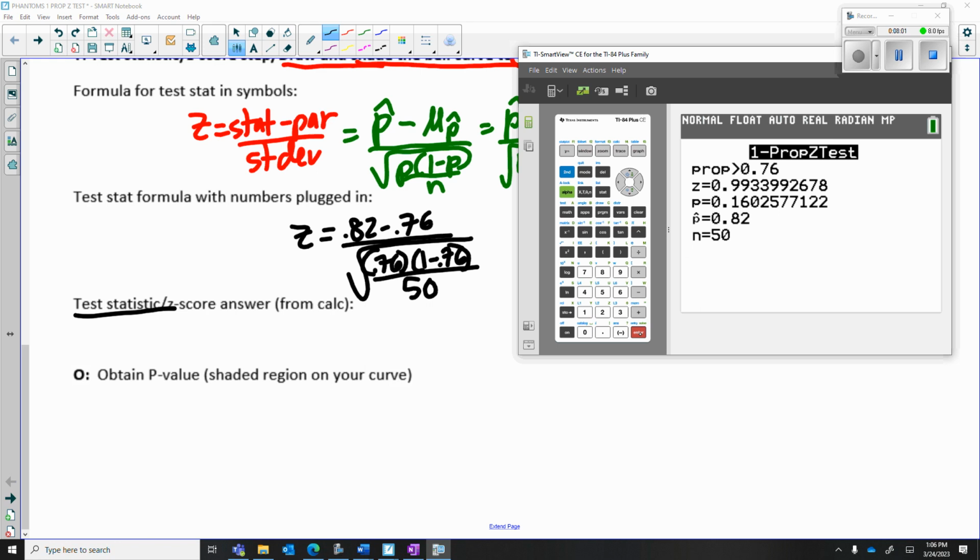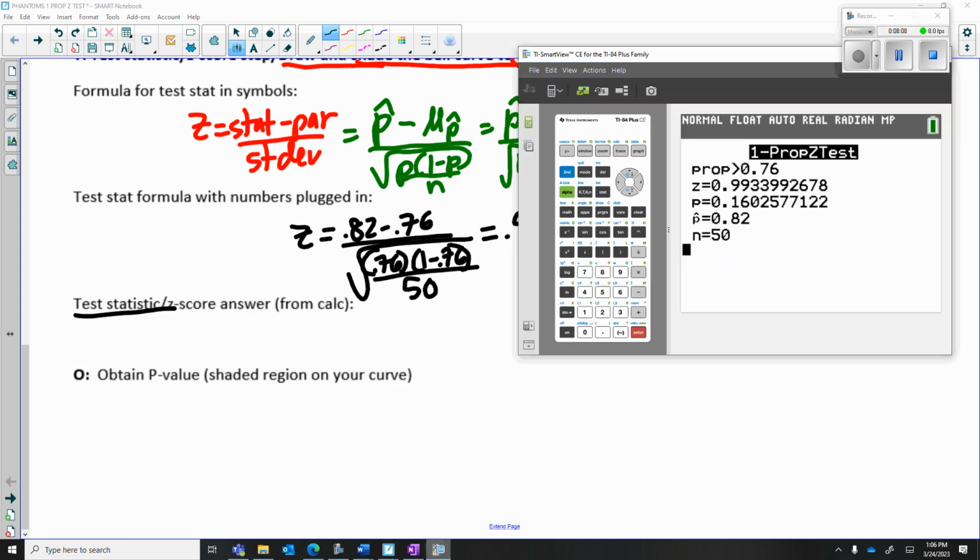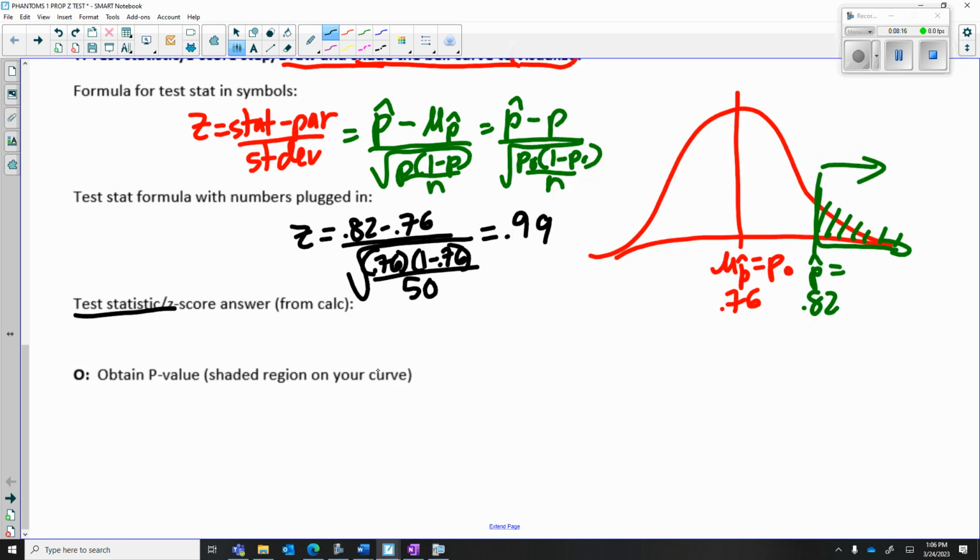The z-score is 0.99. And usually we round z-scores to 2 decimal places because we use table A to find the nearest hundredth, the z-score. And then the p-value is the second number here. It's the 0.1603. Okay. P-value is 0.1603. Okay, so there's a little notation for you, 0.1603.